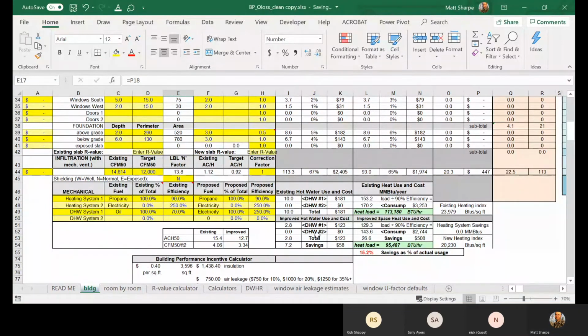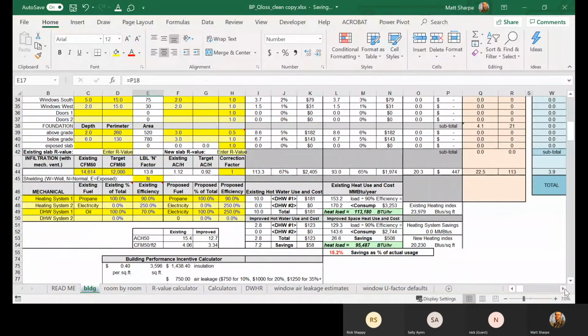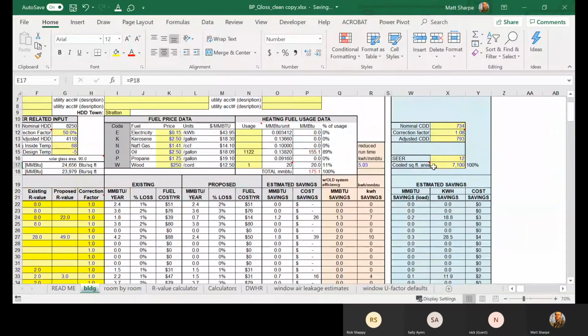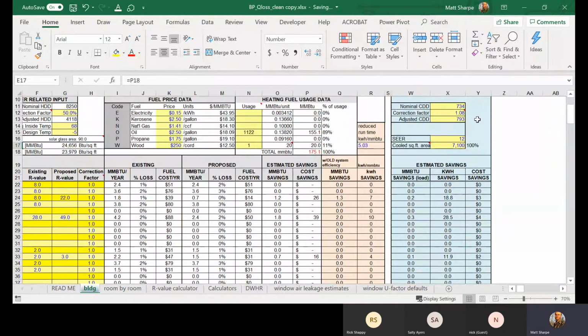On the cooling side, this is a very rough way of looking at the cooling savings that you'd get from shell improvements. You're putting in a cooling degree day factor, and this is the default value. Now, if you want to look at weather data, you could put in a different value there. There's a correction factor, which in the cooling world is actually the other side of 1. In the heating world, you lower it below 1. That's the equivalent to the 0.5 or the 50%.